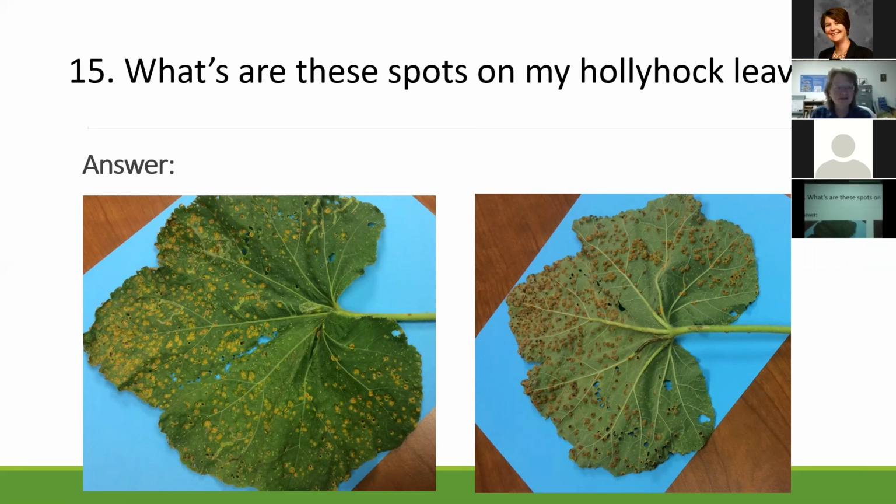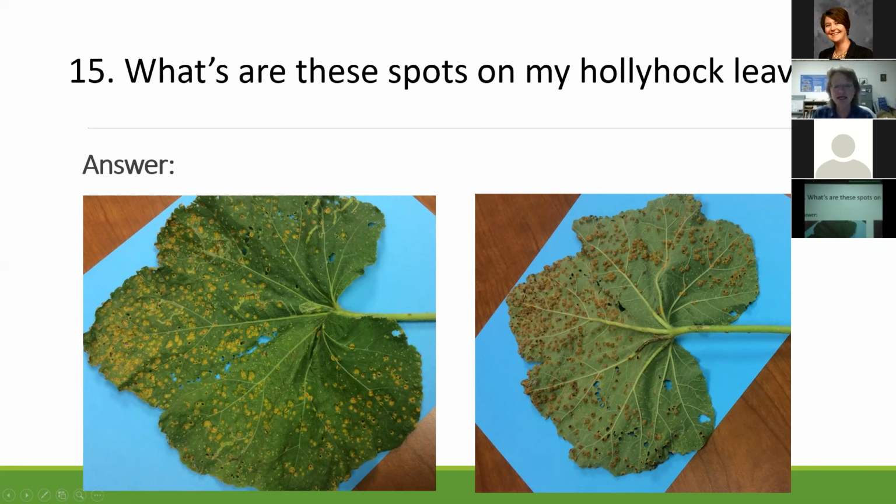Don't do overhead irrigation. Rarely is a fungicide control needed, although it can be if the homeowner wants to do that. Again, it would have to be early in the spring. Once it's at this stage, it's much too late. It will not help to apply a fungicide.